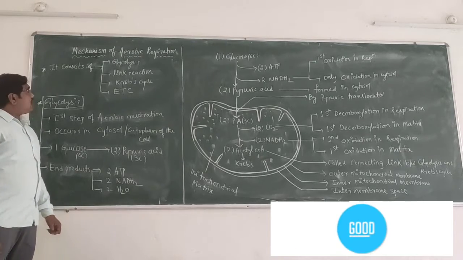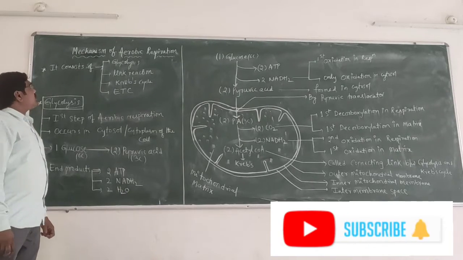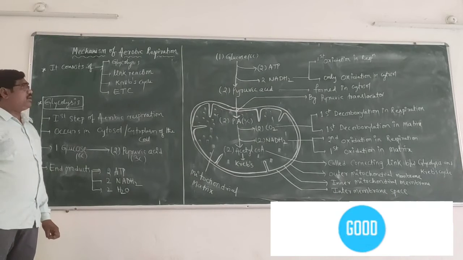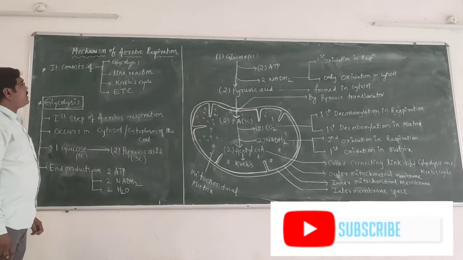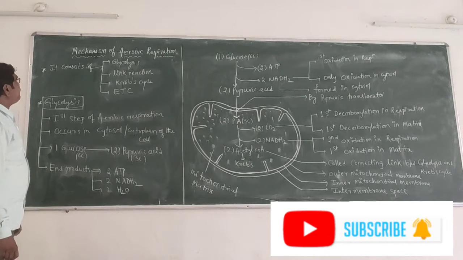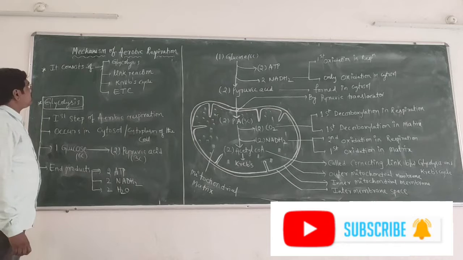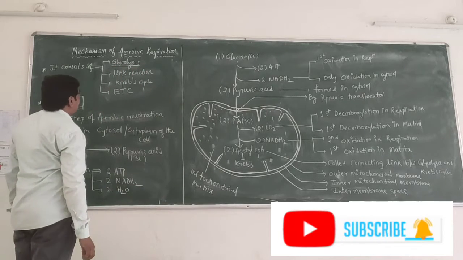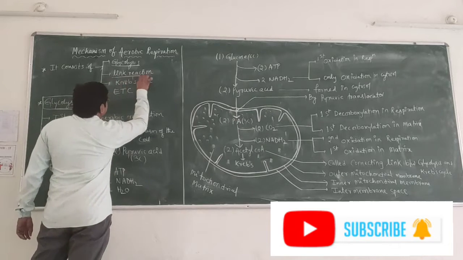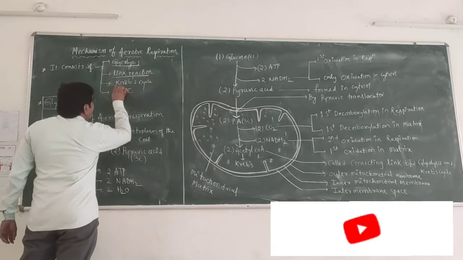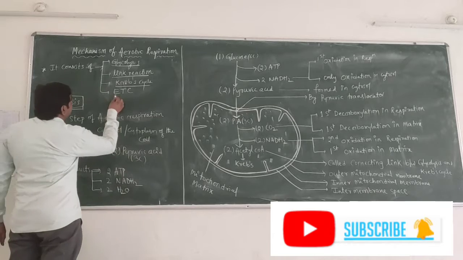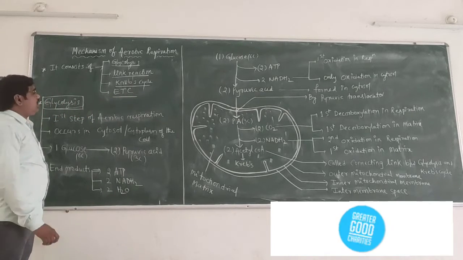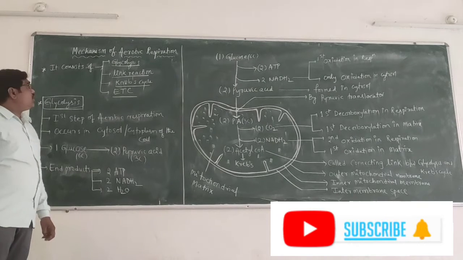Okay. So today we are going to discuss the mechanism of aerobic respiration. The mechanism of aerobic respiration consists of glycolysis, the second one is link reaction, the third one is Krebs cycle, and the fourth one is electron transport chain or electron transport system.